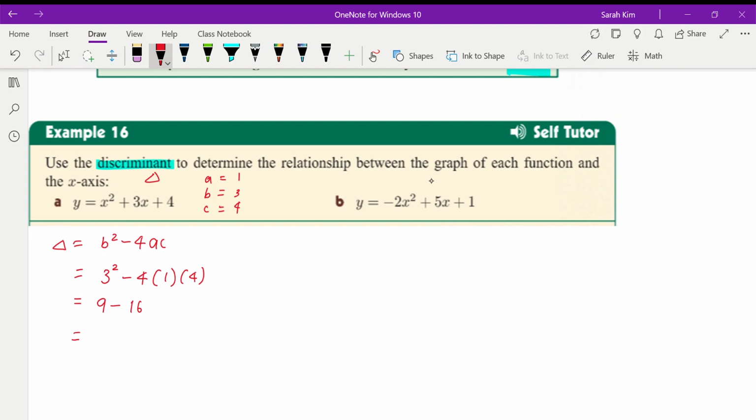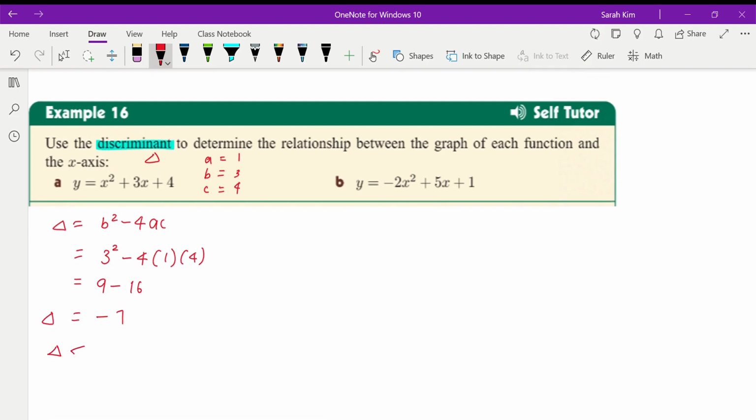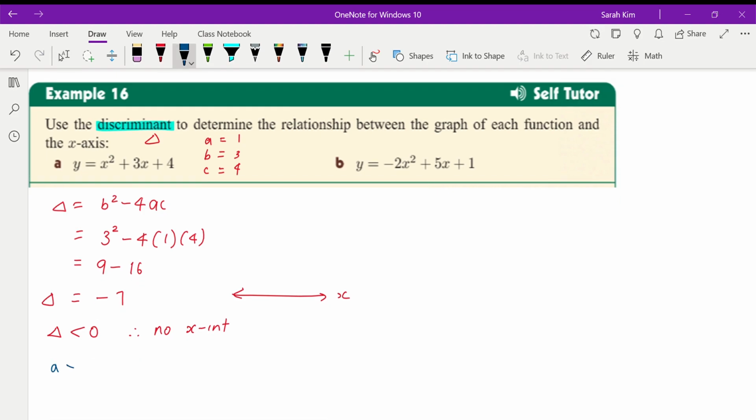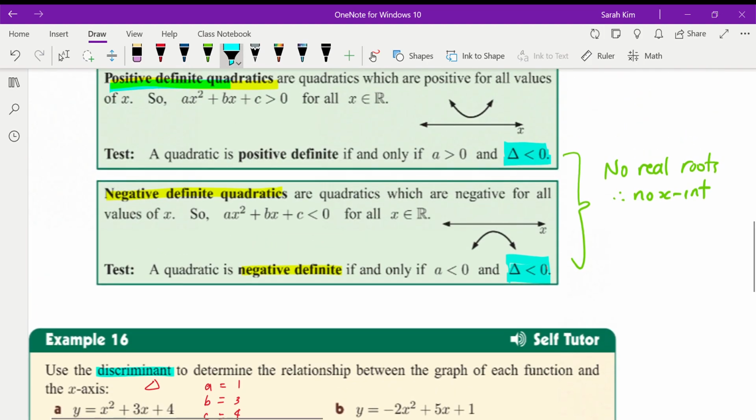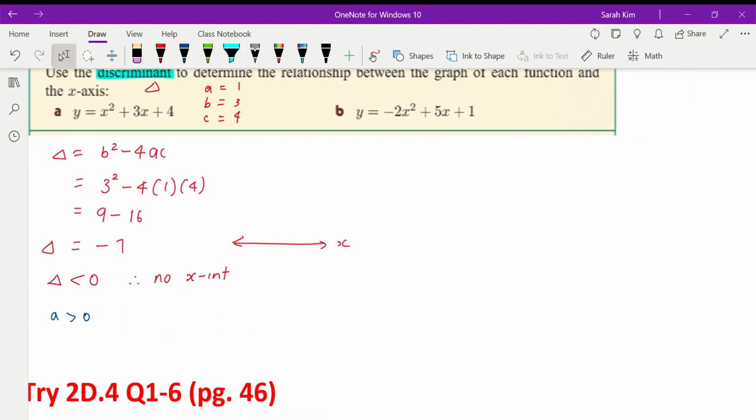So I get negative 7. My discriminant is negative, so my discriminant is less than 0. This will give me no x-intercepts. It'll look something like this, no x-intercept. We also need to look at the a value. The a value is 1, so it's greater than 0. If I have a look at my notes, it's going to satisfy the positive definite quadratic: a is greater than 0, discriminant is less than 0. Therefore, positive definite quadratic.